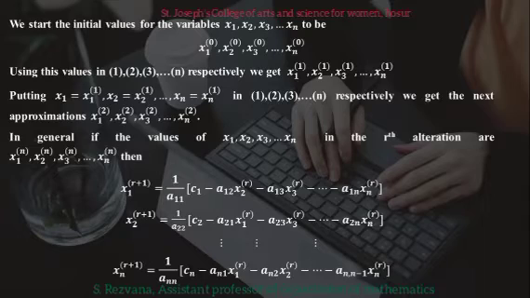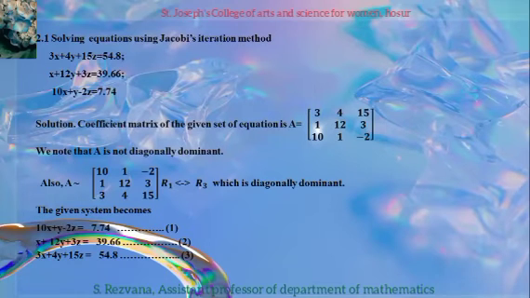We apply this iteration until, if I'm doing up to the ninth iteration, the ninth iteration and the 10th iteration are the same. So let us try to solve an example using the Jacobi iteration method.